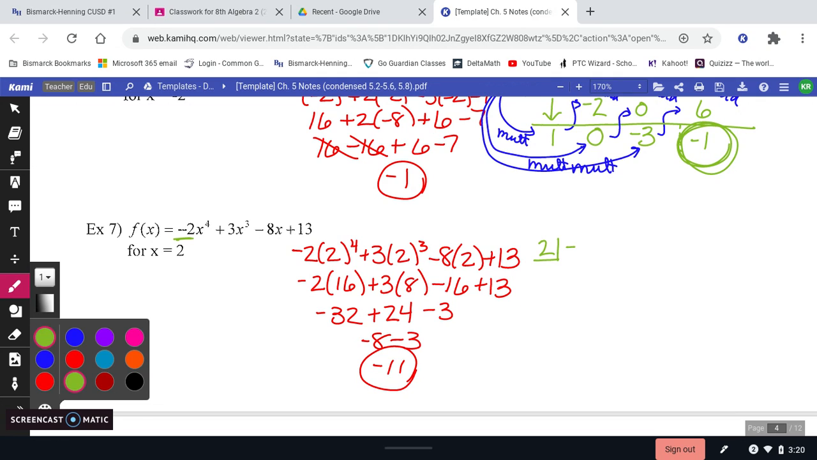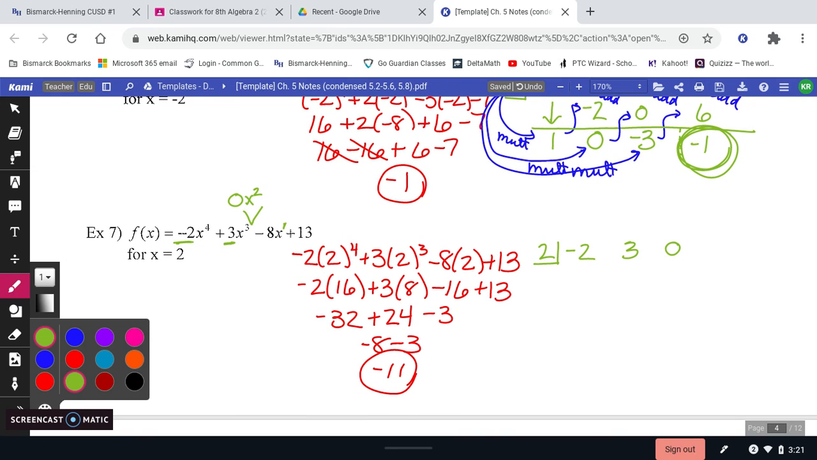Now my coefficients, I have a -2, and then I have a 3, and then I'm going to put in a 0 because if you notice, we're missing a quadratic term. We've got the 4th power, the 3rd power. We skip the 2nd power, and this 8x is a 1st power. So when you're using synthetic division or synthetic substitution, we have to have a placeholder for that. Everybody has to have a spot. So that x squared, you're going to use a 0, and then it's going to be a -8, and then lastly 13.